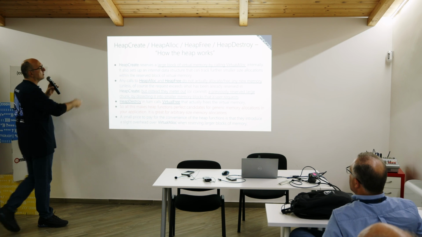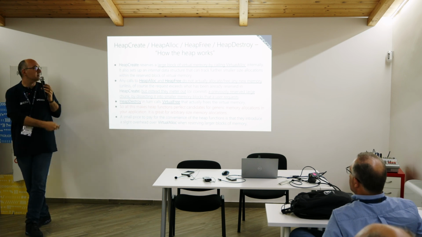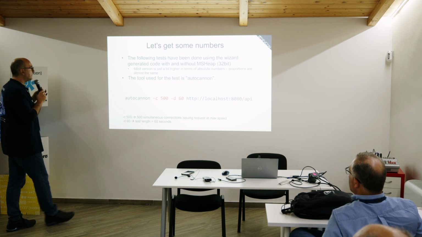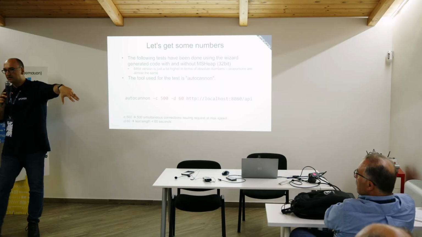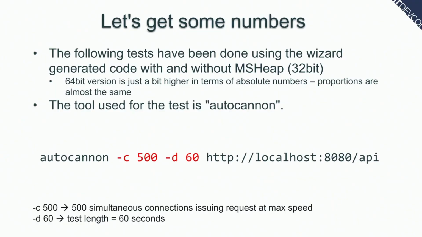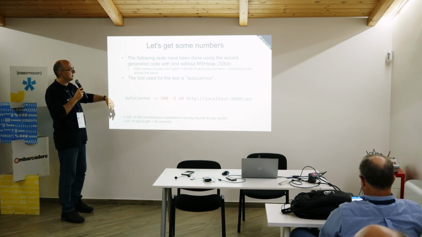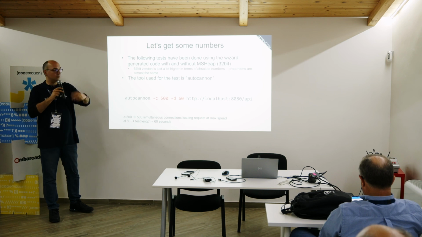Let's see the numbers. This is all the technical explanation, but let's get some numbers. I'm using the generated code from the wizard, just the plain framework, and this is the 32-bit one. The 64-bit version is more or less the same. All the numbers are a little better, but the proportions are more or less the same. So we can use the 32-bit to get an idea of how it works.